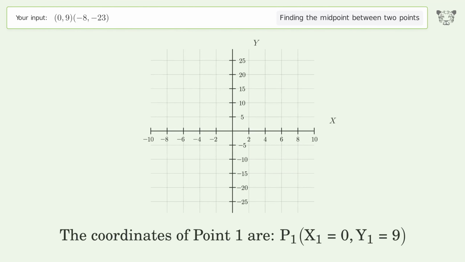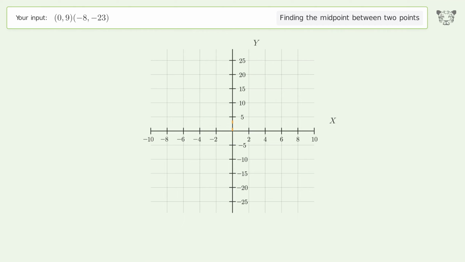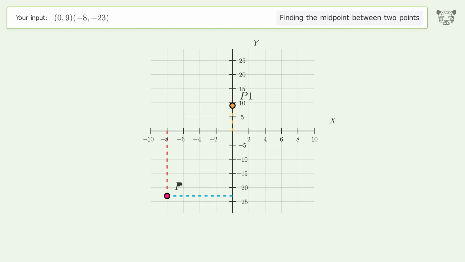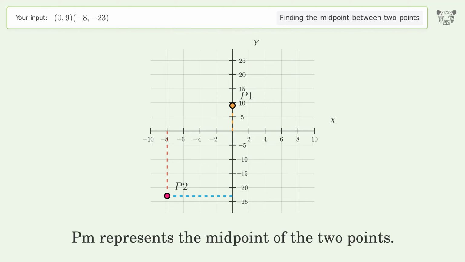The coordinates of point 1 are x1 equals 0, y1 equals 9. The coordinates of point 2 are x2 equals -8, y2 equals -23. PM represents the midpoint of the 2 points.